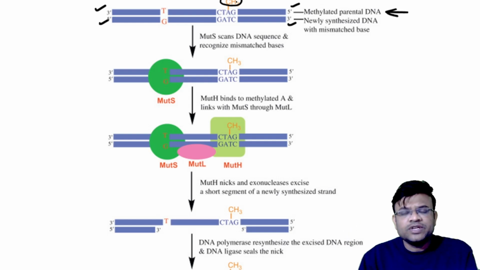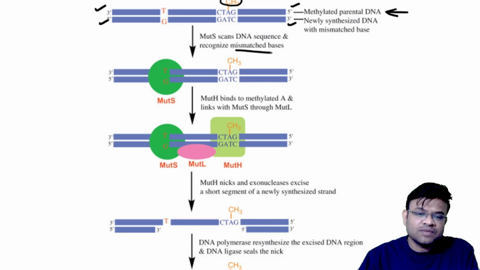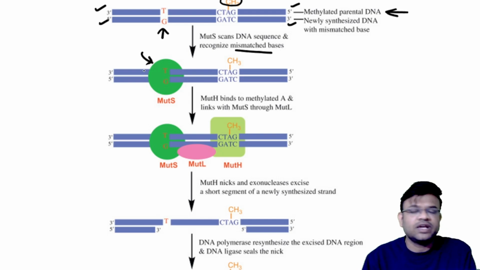Next, which enzyme will come first? MutS will come first. What is the purpose of MutS? MutS will recognize mismatches. The mismatch is present over here, and it will be recognized by MutS. The green circular thing is your enzyme. It is MutS, and it is recognizing the mismatch.